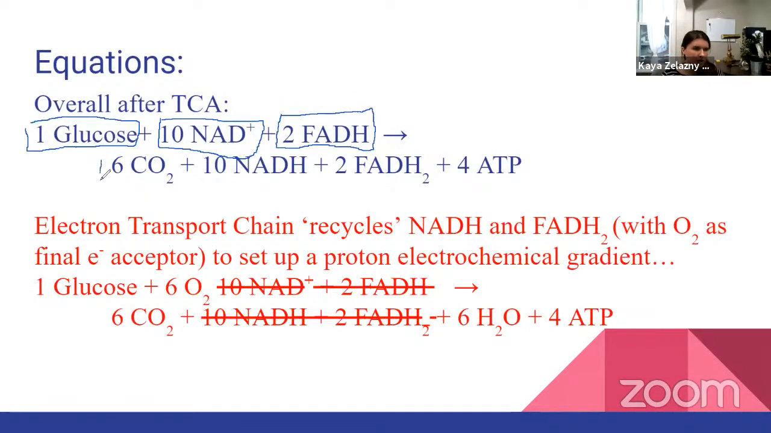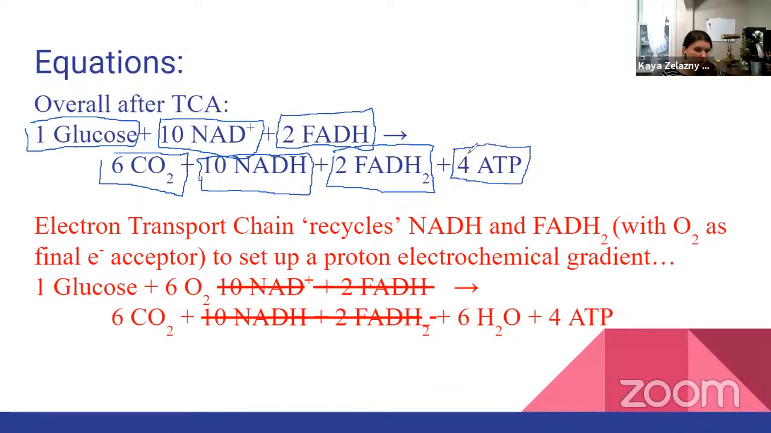We'd gotten out 6 CO2. Glucose is a 6-carbon molecule, so that's actually all of the carbon from glucose. We'd produced 10 molecules of NADH, which is our most important electron carrier, 2 of FADH2, which is our other reduced electron carrier, and 4 molecules of ATP, 2 of which came from glycolysis and 2 from the TCA cycle.